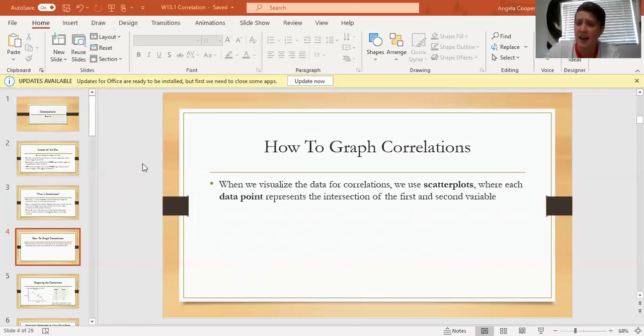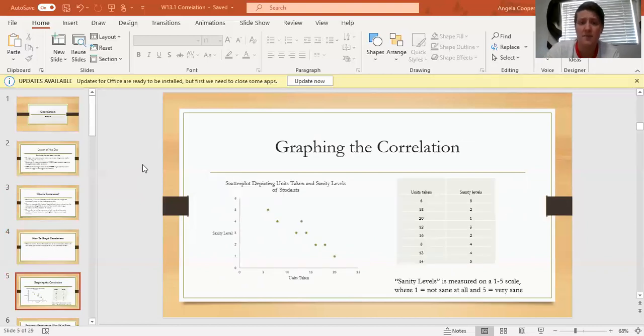I'm sure you've seen scatter plots before. They look like this. So this is the data here, the units taken and the sanity levels. Now the units taken, you guys are familiar with what a unit is, and I'm sure you all know approximately how many units you're taking this semester or how many you've registered for next semester. But we have units taken, and then we have sanity levels, where I mentioned here that sanity levels is measured on a 1 to 5 scale, where 1 is not sane at all and 5 is very sane.